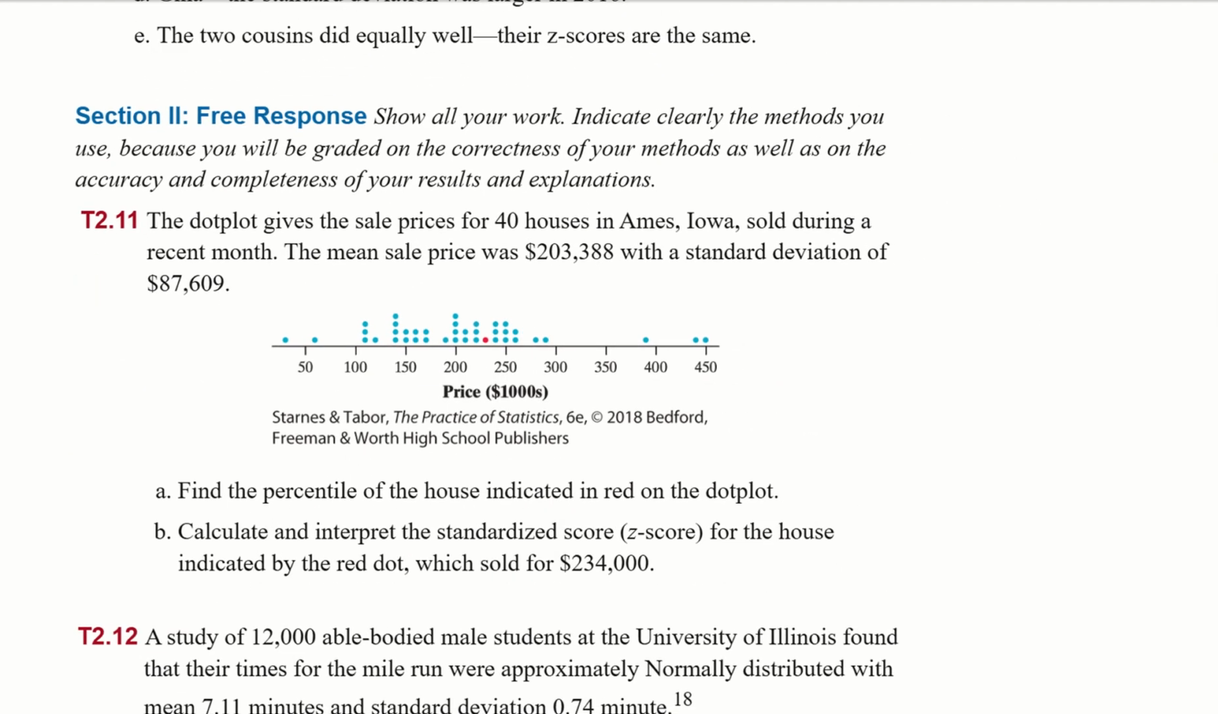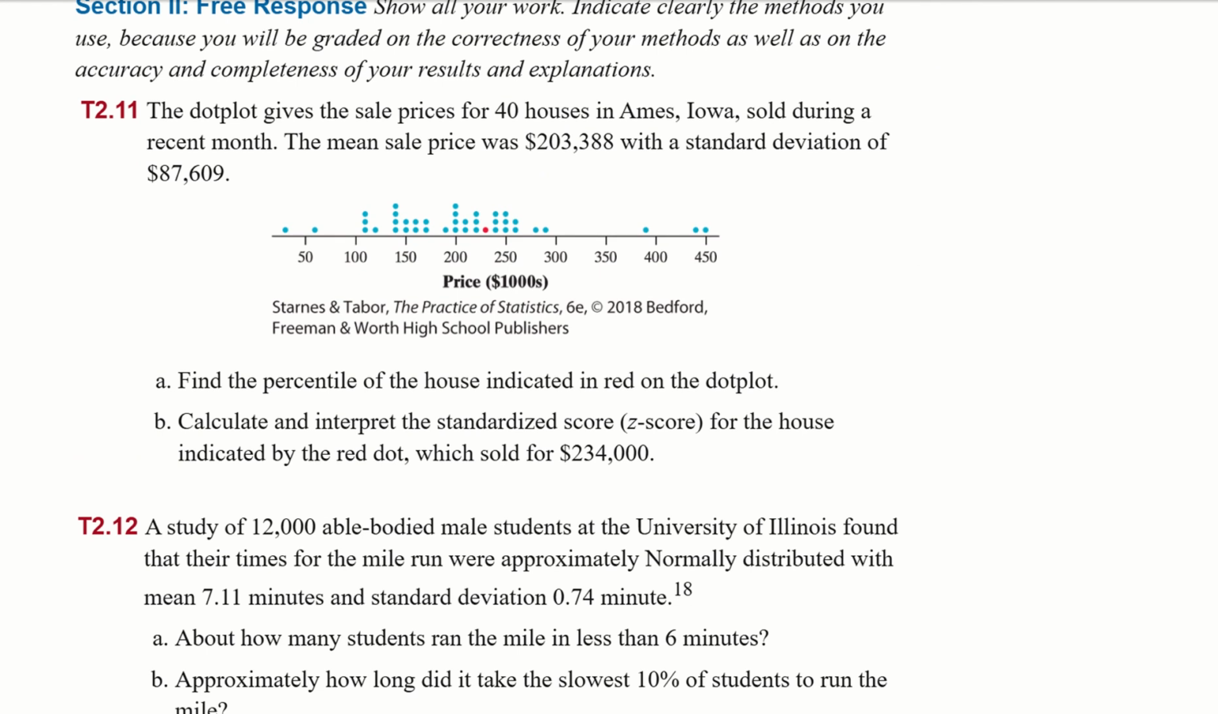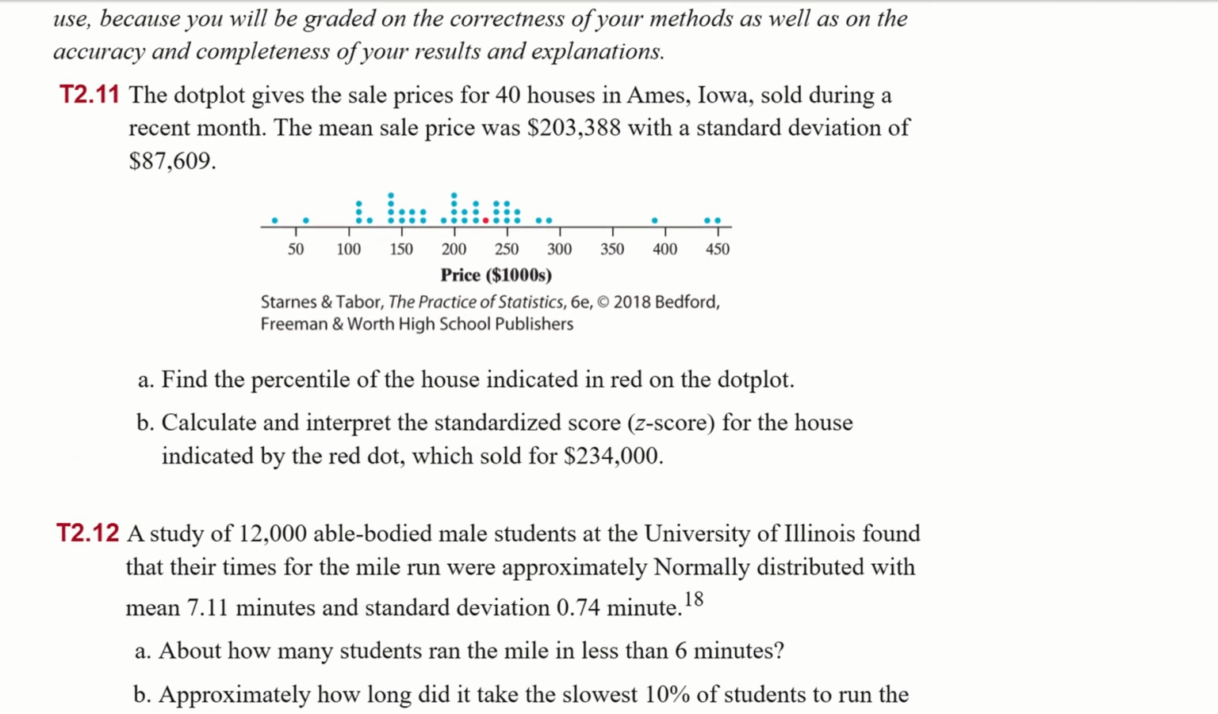All right, so let's look at the free response. The dot plot gives the sale prices for 40 houses in Ames, Iowa, sold during a recent month. It says the mean sale price was $203,388 with a standard deviation of $87,609. Find the percentile of the house indicated in red on the dot plot.